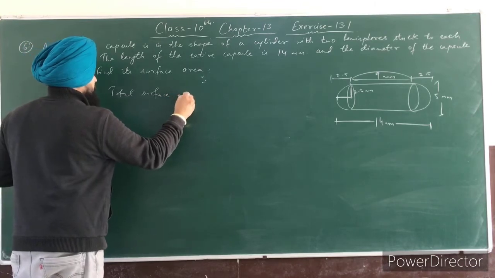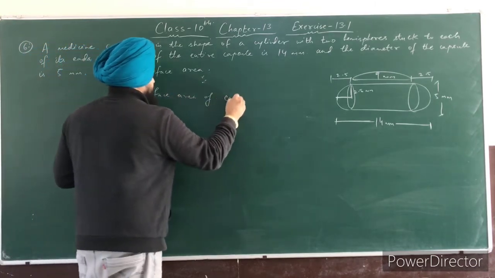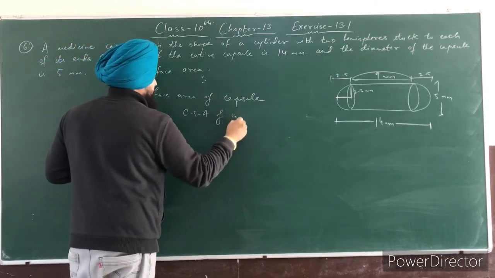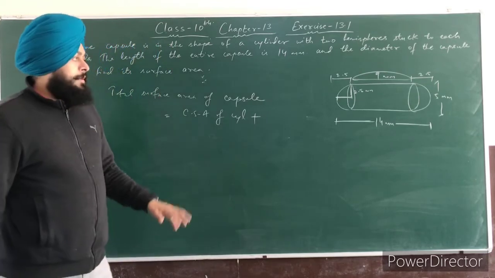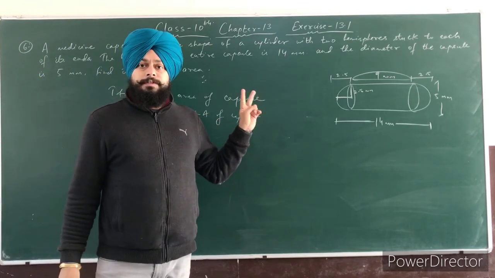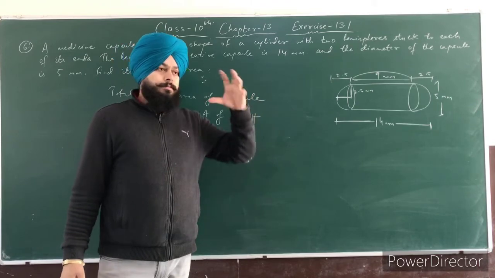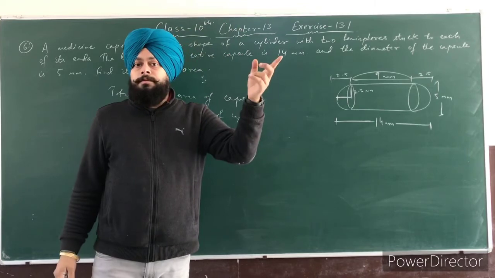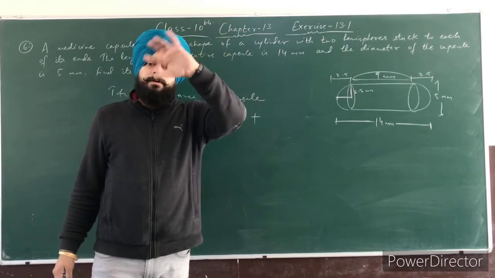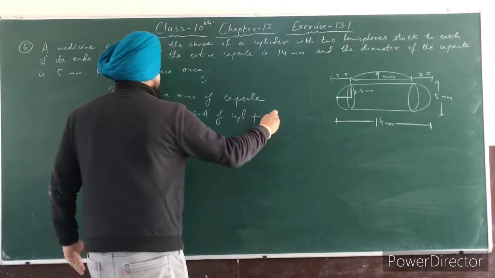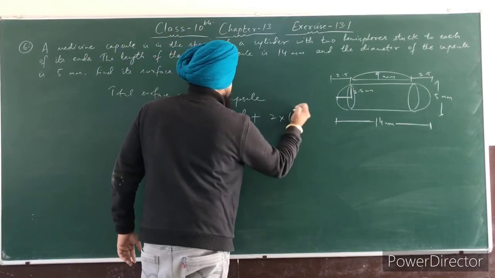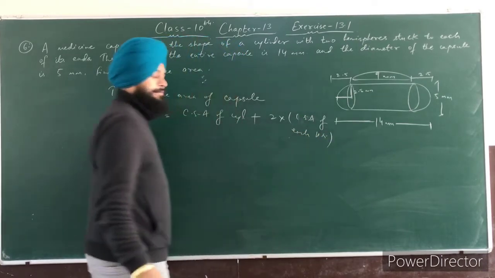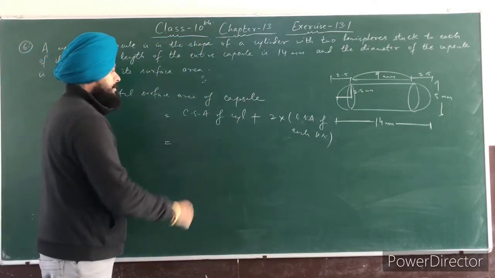So the total surface area of the capsule is the curved surface area of the cylinder plus the curved surface area of the two hemispheres. When two hemispheres join each other, there is a complete sphere. You have to find the complete surface area of the one sphere. Alright. Now you can write 2 multiplied by the curved surface area of each hemisphere. Clear, friends?